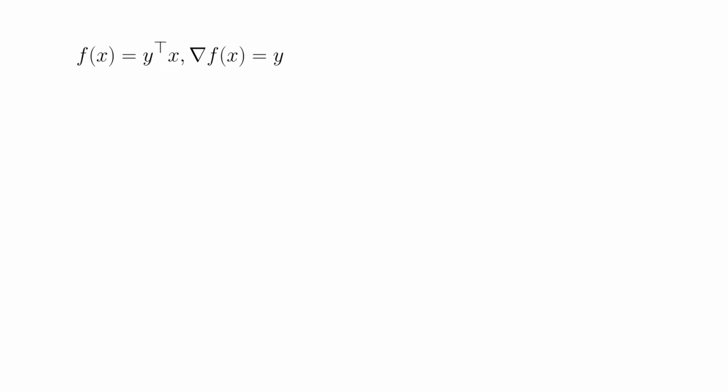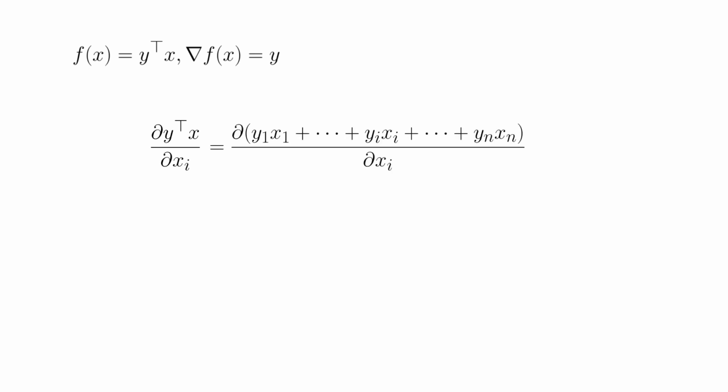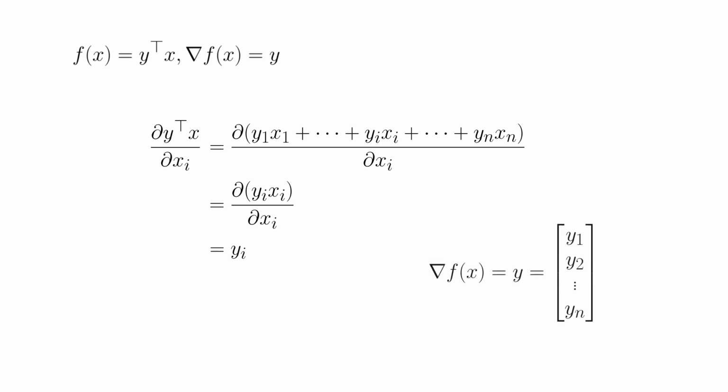To see why the first rule is true, we consider the ith coordinate of the gradient. We can expand the dot product. Since, in our partial derivative, all terms without x_i are constants, this leaves us with this term only, which is y_i. As every coordinate is y_i, our resulting vector is the vector y.